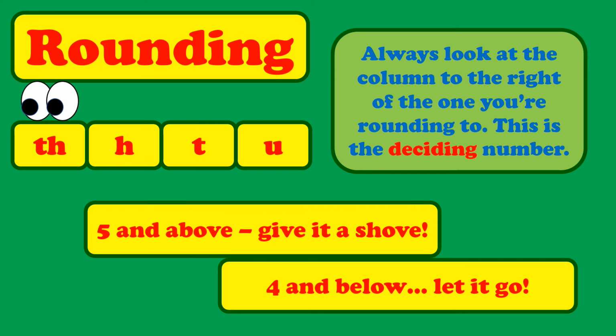So a bit of a recap, always look at the column to the right of the one you're rounding to. This is the deciding number. And if that number is 5 or above, we give the one that we're rounding up a shove and we take it up 1. If it's 4 and below, we let it go. We leave it where it is.